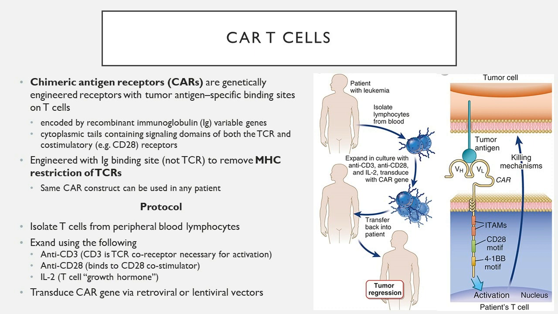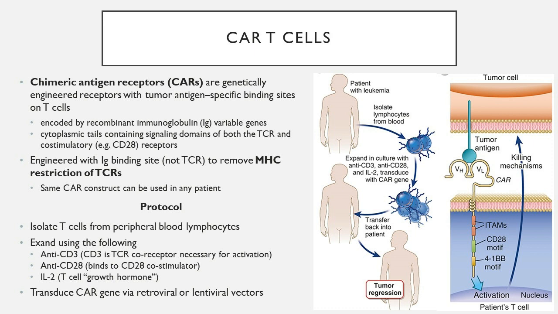Now, CAR stands for chimeric antigen receptor, and these are receptors that are genetically engineered with tumor antigen-specific binding sites on T cells, but they have a couple other cool things about them that make them unique. First of all, they're encoded by recombinant immunoglobulin variable genes. So these are a lot more like a membrane-bound antibody on B cells as opposed to a T cell receptor found on T cells. But why stop there?